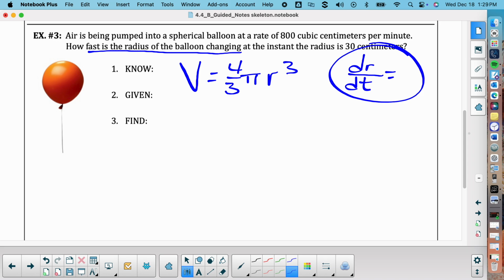Okay, volume is 4/3 pi r cubed. We need dr dt, which tells us we have to find the derivative. So let's have somebody tell me how to do the derivative, hopefully.